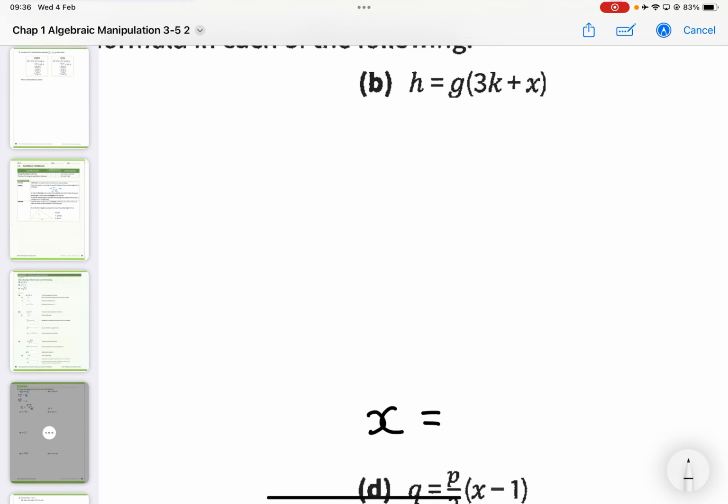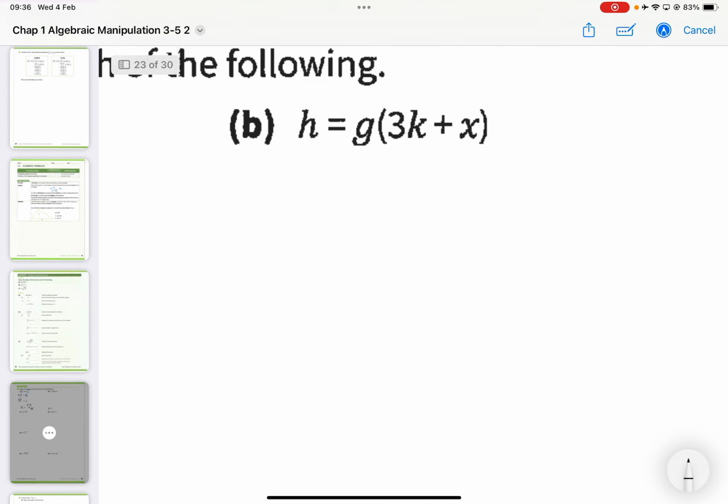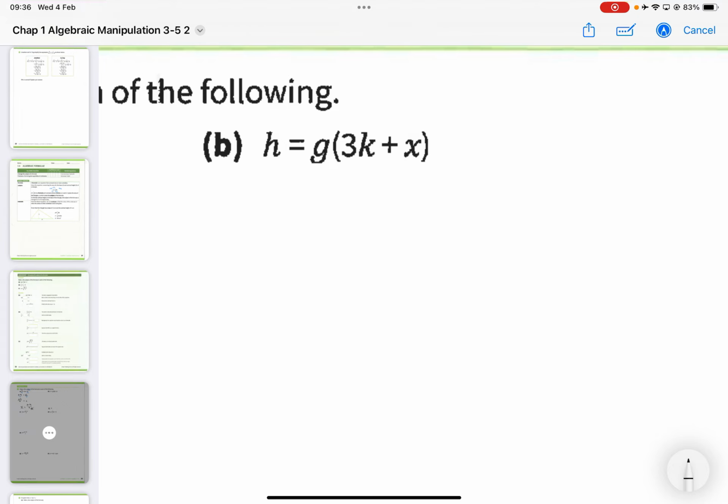Okay? From your primary school, bracket means they belong together. They are together with the 3k. I cannot do anything to x itself. So my first job is I want to rescue x from the bracket. Otherwise I cannot work with it. So one way is to do my expansion. After my expansion, I will no longer have any bracket. Then I can take out my x alone.